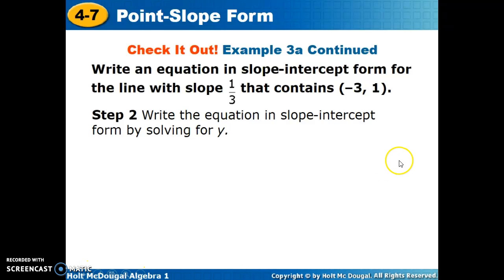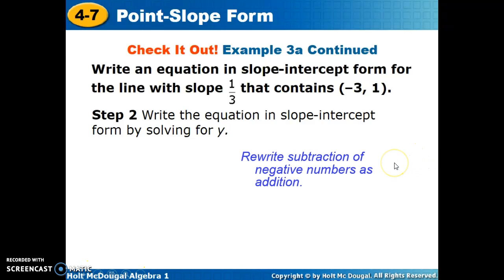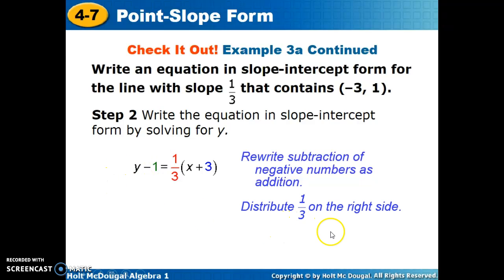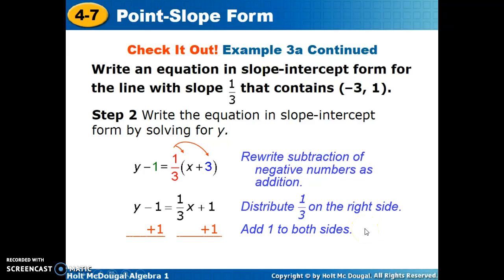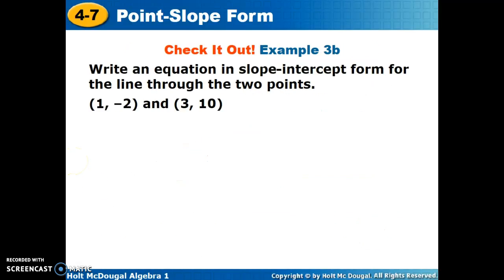Says to write the equation in slope-intercept form now. Remember, that means we're going to isolate y. So we're simply going to distribute the 1/3, simplify the right-hand side, and then add 1 to both sides. Y equals 1/3 x plus 2. You guys check it out, 3B. Come back and check your answer.